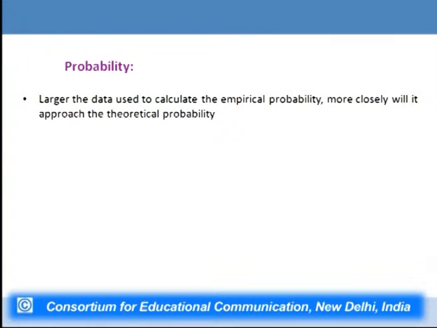The larger the data used to calculate the empirical probability, the more closely it will approach the theoretical probability. So, in the previously mentioned example, if only 2 offspring are born, then achieving the probability of 0.25 for an albino child might not be met. But if the number of children is more, suppose 8 children are born, then the probability of occurrence of an albino child, that is 0.25, will be met in this example. So, we need a large data set for matching the probability of any event.